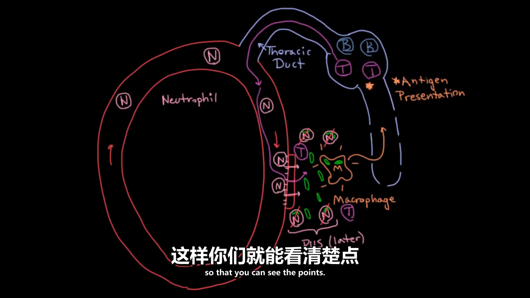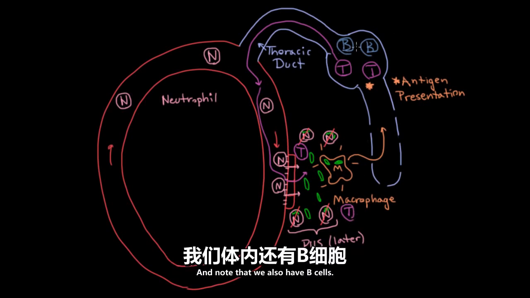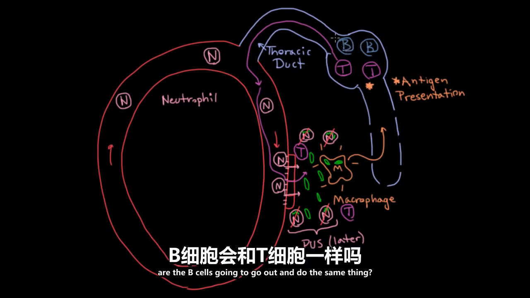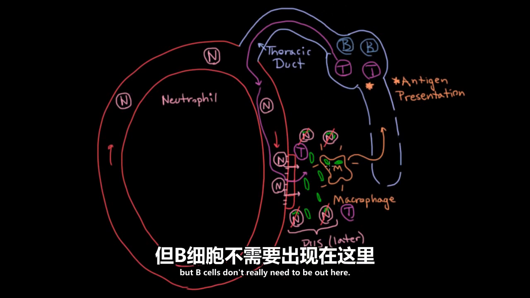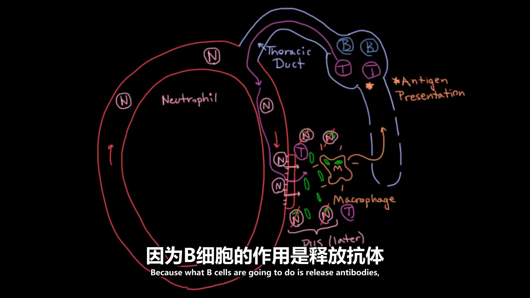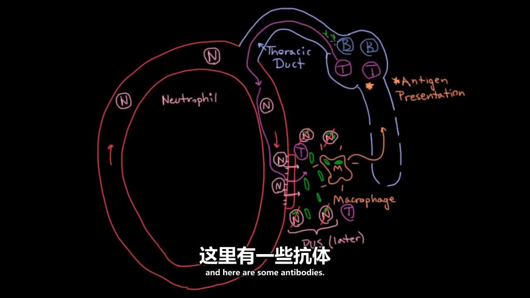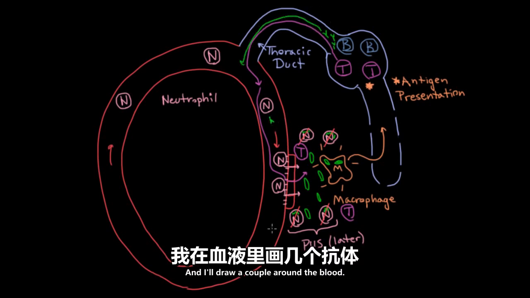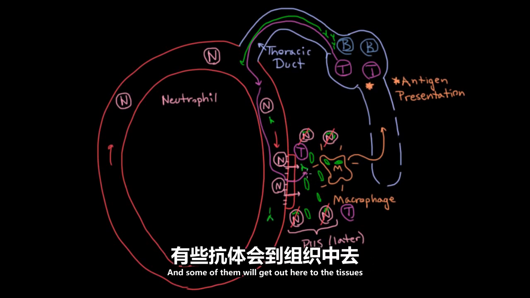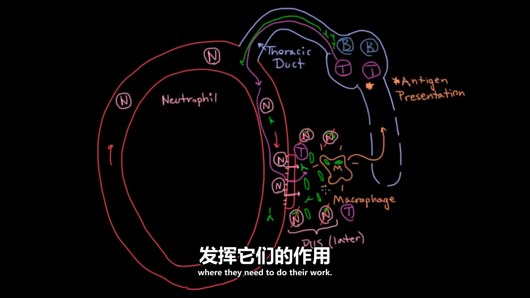so that you can see the points. And note that we also have B cells, and you might be wondering, are the B cells going to go out and do this same thing? And the answer is that some of them might, but B cells don't really need to be out here, because what B cells are going to do is release antibodies. So here are some antibodies. They're going to release antibodies which can actually just float around the body themselves. And I'll draw a couple around the blood. And some of them will get out here to the tissues where they need to do their work.